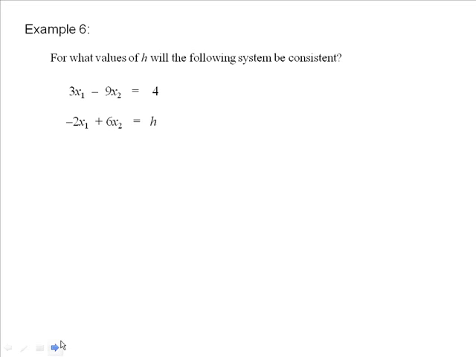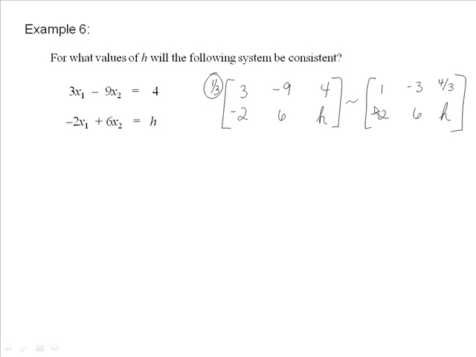Example 6. For what values of h will the following system be consistent? We're going to rewrite this in our augmented matrix, and I have 3, -9, 4, then -2, 6, and h. And I want to get it in triangular form. So the first thing I'm going to do is try to get a 1 in my first spot. So I'm going to multiply through by 1/3. And when I do, I end up with 1, -3, 4/3, and my second equation is the same.